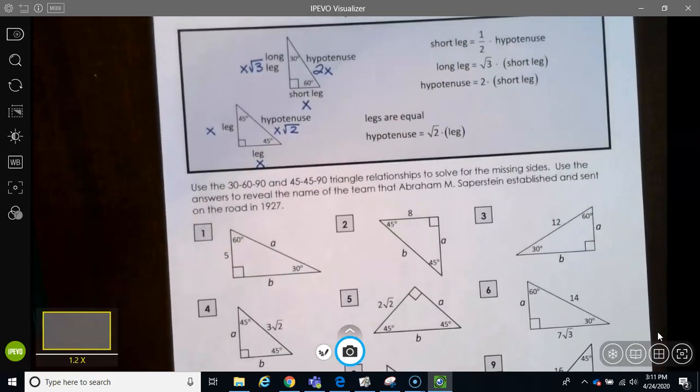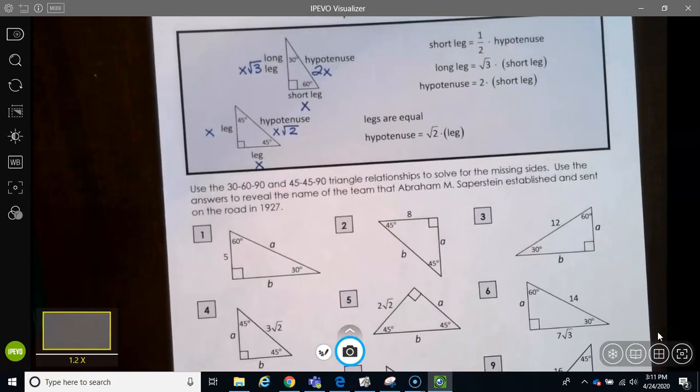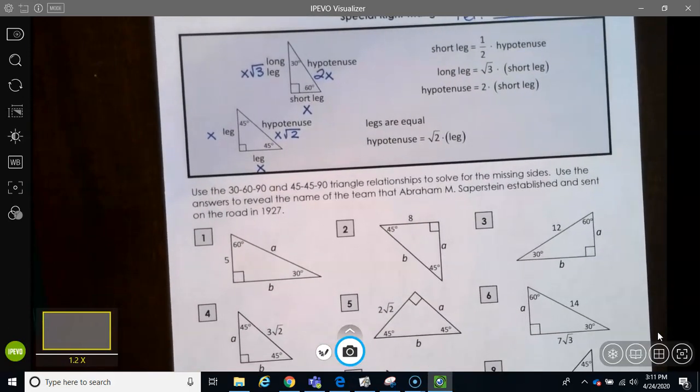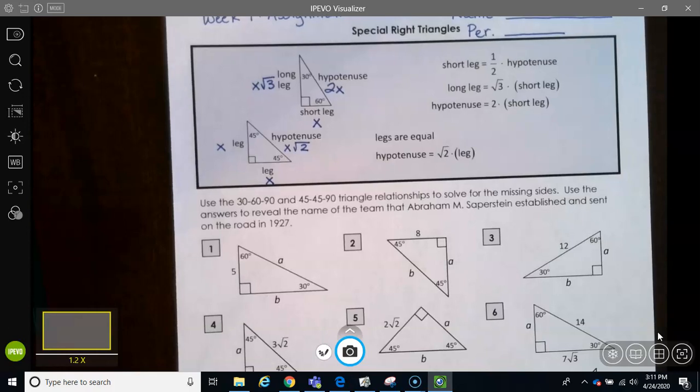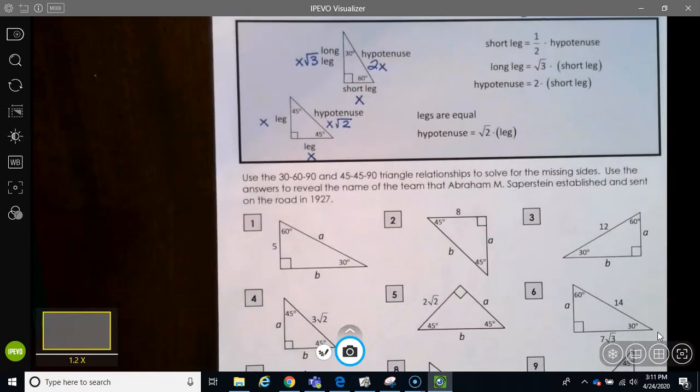Okay, let's see. It says, use the answers to reveal the name of the team that Abraham M. Saperstein established and sent on the road in 1927. Now, if you Google that answer and get me the riddle, that's not going to be good enough. You have to show me your work for these problems. Okay?